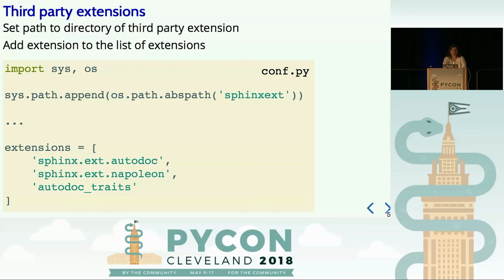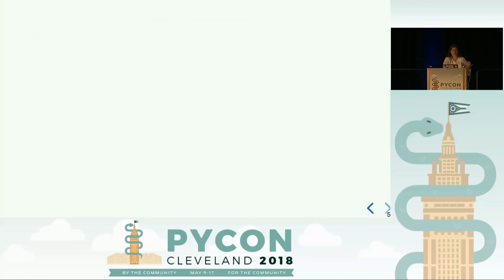Some folks will write third-party extensions. At Jupyter, we have special extensions to auto-document these things called traits, which are basically configuration settings for individual elements. And to do that, we have in a Sphinx extension directory an autodoc traits.py file. And then we basically append that directory to the path that Sphinx looks in and then call it out as an extension. But it really is just a Python file.